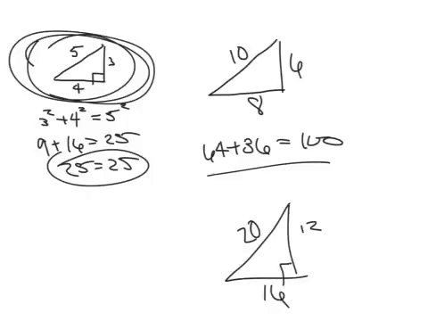Okay, so anytime it works where you have a multiple of the 3, 4, and 5, it's going to give you a Pythagorean triple, and that's just what it's called. You can have all kinds of Pythagorean triples. There's all kinds of them out there.